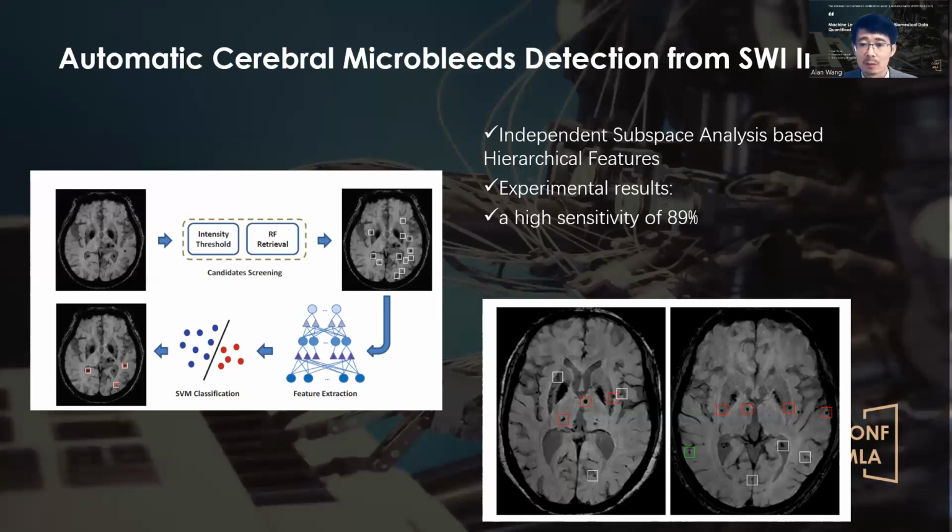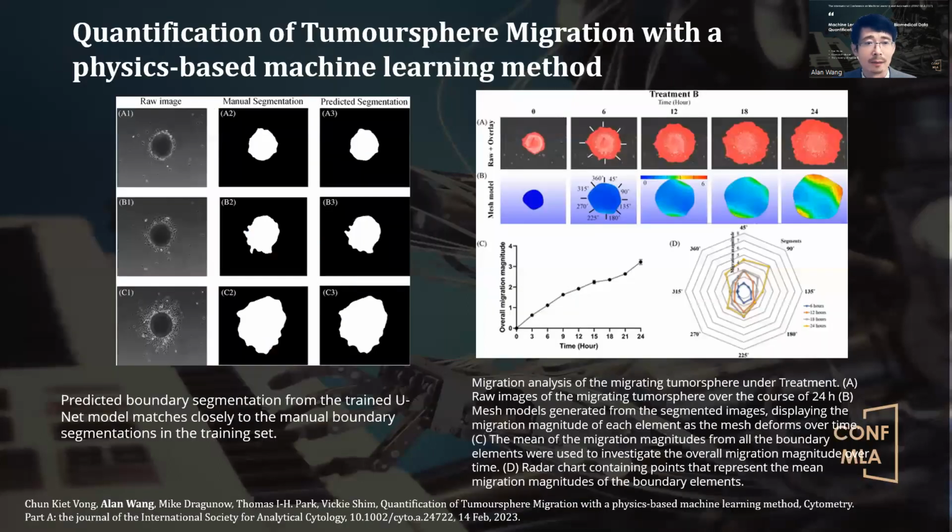The experimental results demonstrated that our automatic pipeline based on machine learning can achieve a high sensitivity of 89%. This is the application of a machine learning algorithm to develop the quantification for tumor sphere migration, utilizing a machine learning based algorithm and also some finite element analysis.